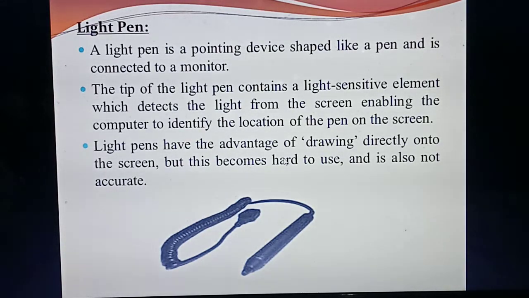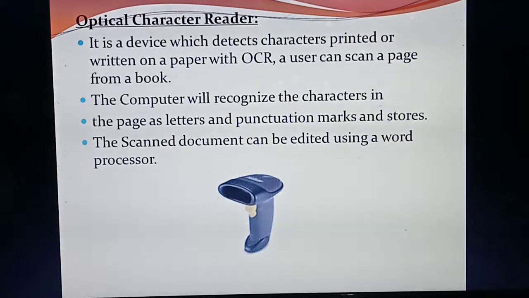Okay, so what's the use of the light pen? Light pen is which device? Pointing device, mainly used to draw which one? Diagrams on the screen. Okay, so how will this light pen work? It consists of some light sensitive element, so based on that light, it will detect which location or which point you are placing the pen. Understood? Okay. So next one is the optical character reader.